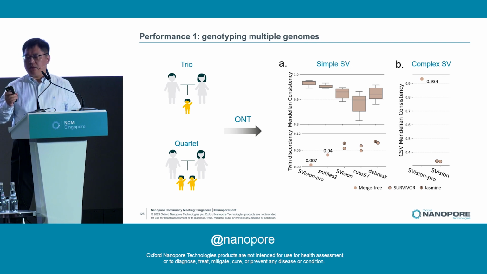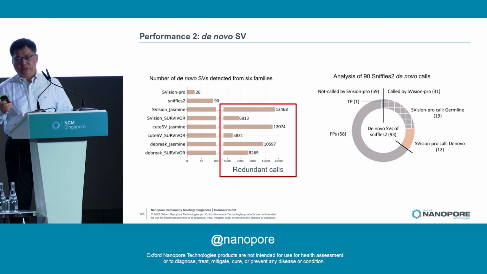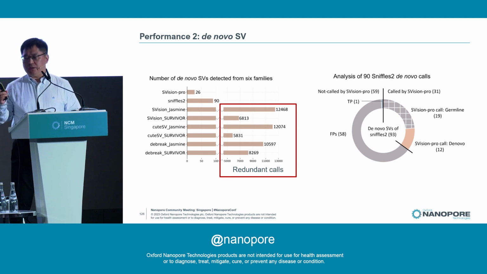Okay, the final result is actually very amazing. For the trio data, we have a very low median error rate, and we have a very high twin concordance rate. And of course, the most important part is de novo mutations. You can see that a lot of callers have a very good result, from SVision-pro, and Sniffles is also pretty good here. But when we look into manual inspection of the Sniffles calls, I think the majority of them still contain some errors.